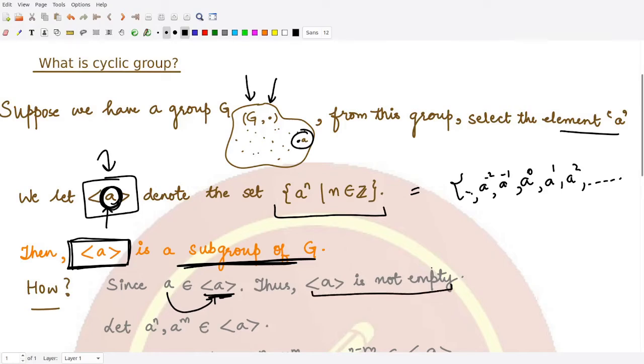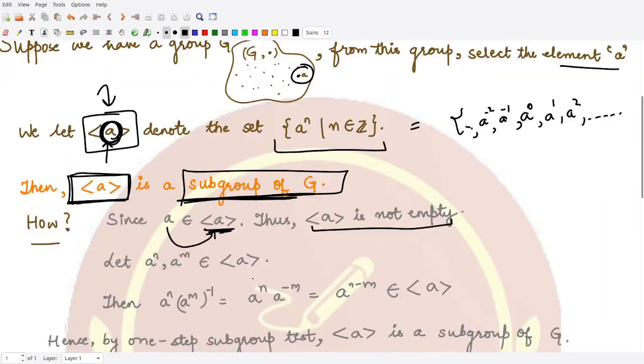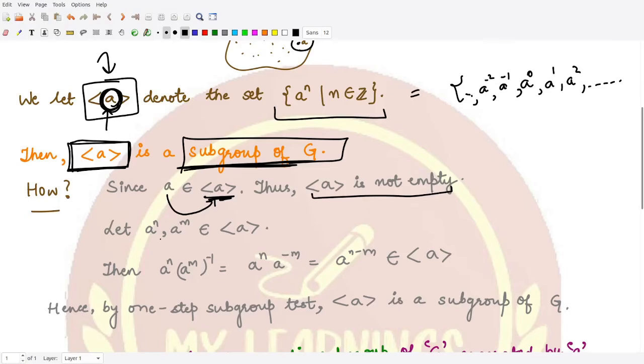Now we wanted to prove that this is a subgroup of the group G. For that we'll be using the one step subgroup test. So we take two elements from this set. The first element has the power n, so A power n, and the second element has the power m, so A power m, right? Both elements are present in this set. We can take them, there is no issue, because both n and m are integers.